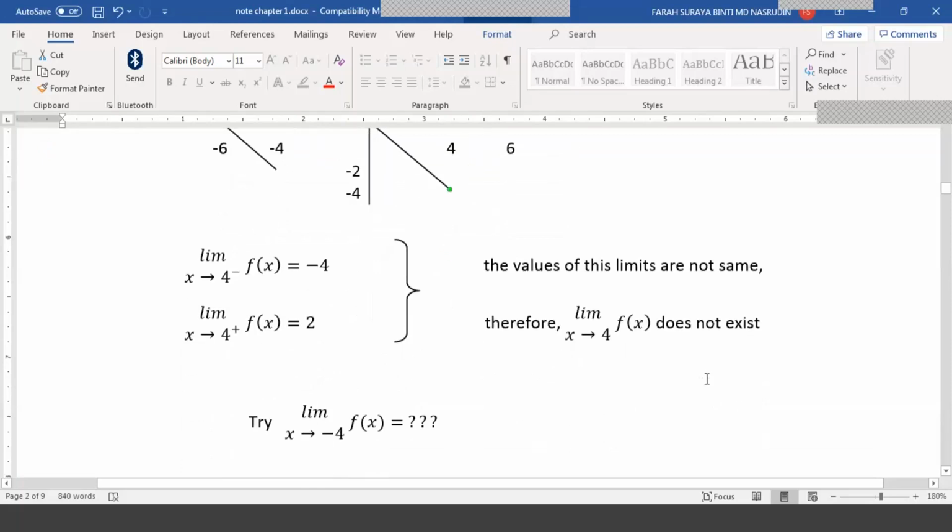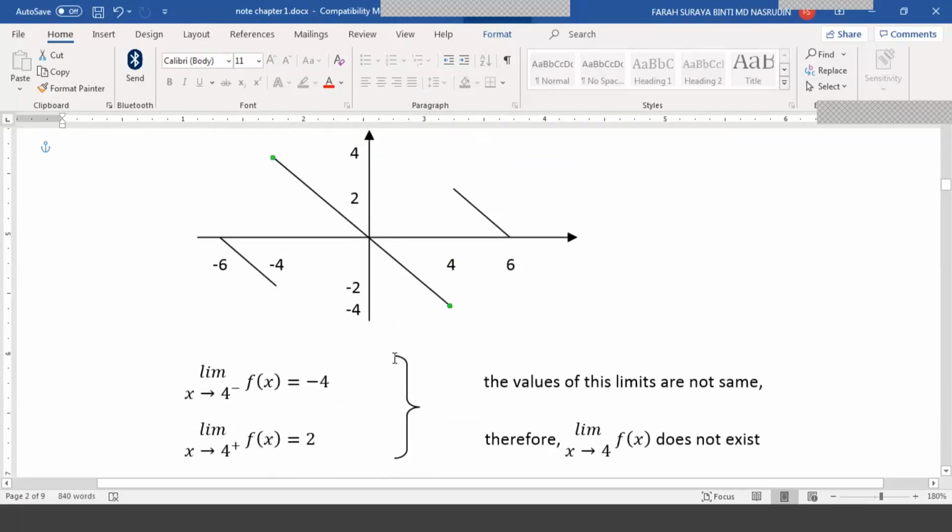Okay, not exist. Okay, kita try limit x approach negative 4. Okay, x approach negative 4 from left. From left, sebelah kiri, apa jawapan dia? From left, x approaches negative 4. Jawapan dia apa?